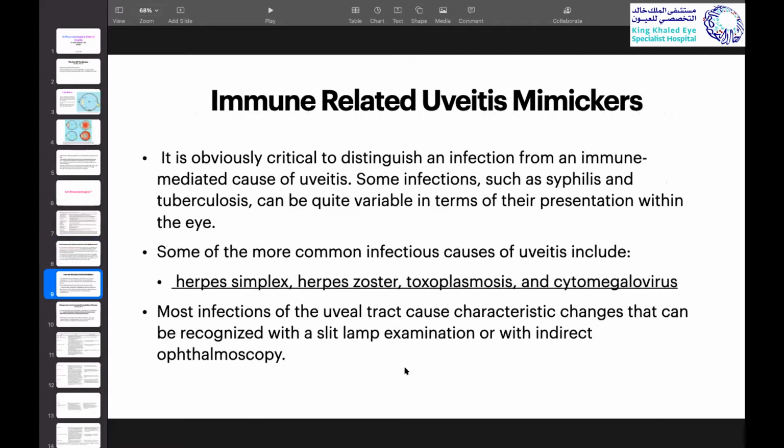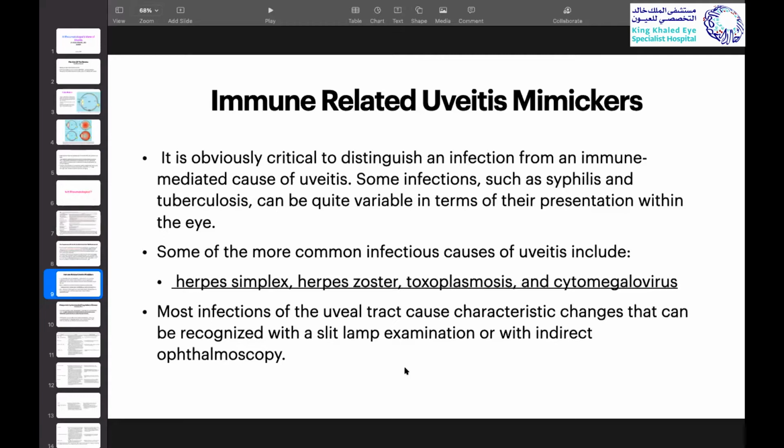As I mentioned, we have to distinguish uveitis related to autoimmune diseases from the mimickers. It is obviously critical to distinguish infection from any other differential diagnosis we have out there. Some infections, like syphilis and tuberculosis, can be variable in their presentation within the eye. I believe the ophthalmologist can easily diagnose that. Some of the more common infections include herpes simplex, herpes zoster, toxoplasmosis, and cytomegalovirus. Cytomegalovirus is more common in immune-suppressed patients or cancer patients.